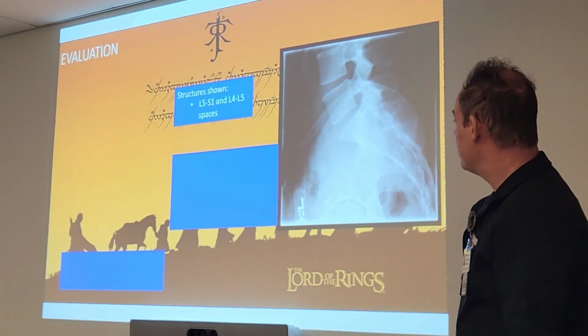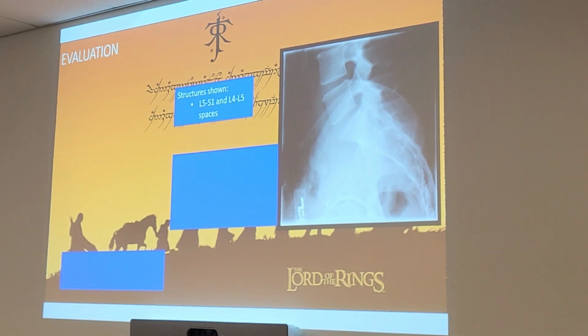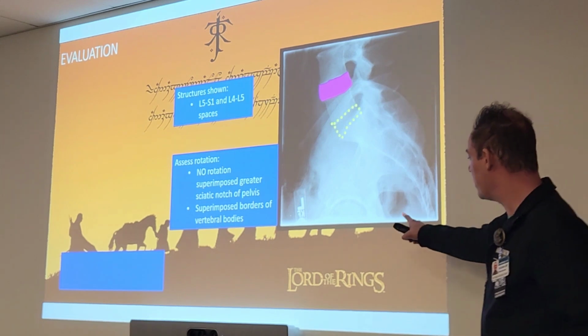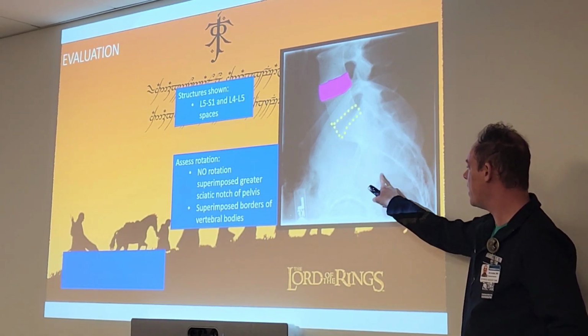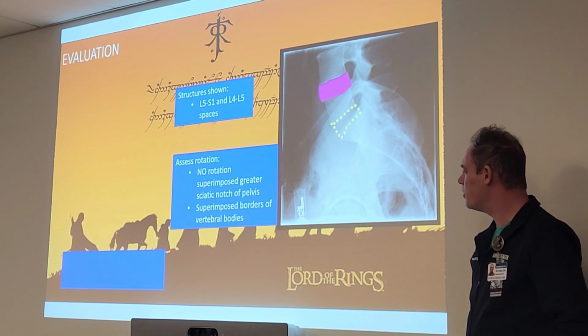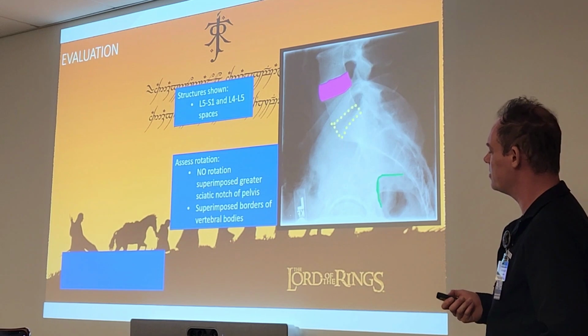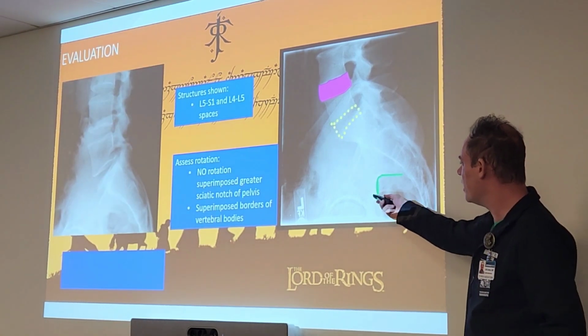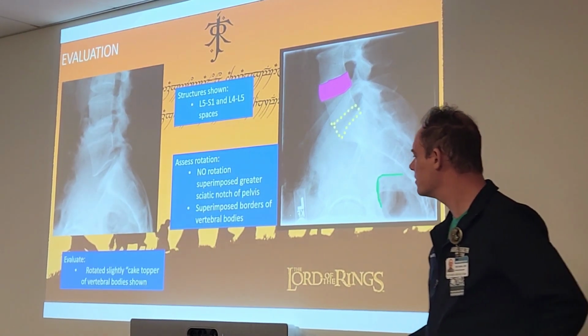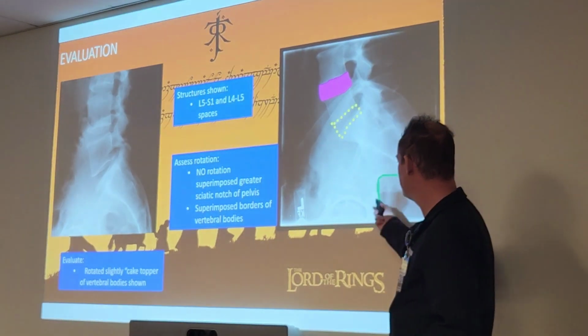All right, so L5S1 and L4-L5 spaces are what we're looking at on this picture. There's our L5S1 with the yellow dots. There's our L4-L5 disc space. How do we assess rotation on this one? We want the greater sciatic notch of the pelvis, which is right here, to be superimposed. That nice, pretty line we see right there, and superimposed bodies of the vertebral bodies. I'm getting ahead of myself on this evaluation criteria. I apologize. That's the sciatic notch, by the way. Right here.